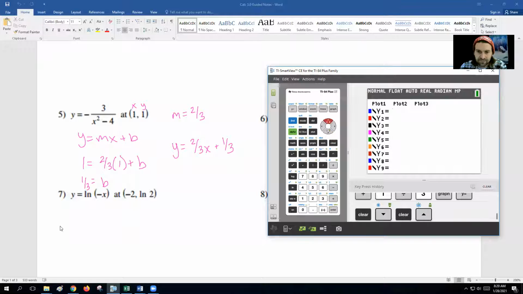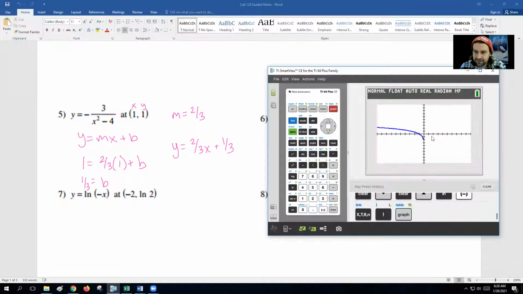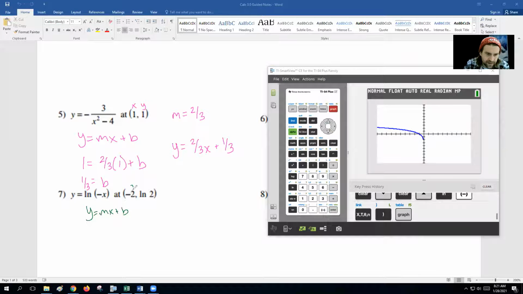Because now we can do derivatives of things that we haven't really gone over. I think we might have once or twice talked about what the derivative of the natural log is, but if we don't know it, we can use the calculator here to help us out. So we're going to go ahead and graph the equation here, and we're going to find the slope at -2. So we still are doing y equals mx plus b. This is our x, this is our y, and we can use the derivative to find the slope.